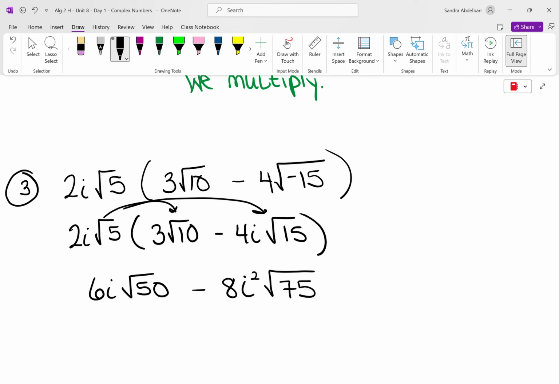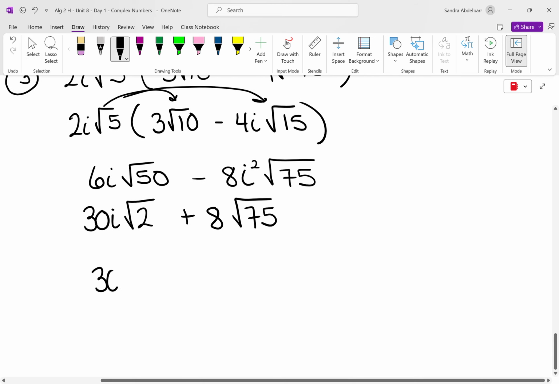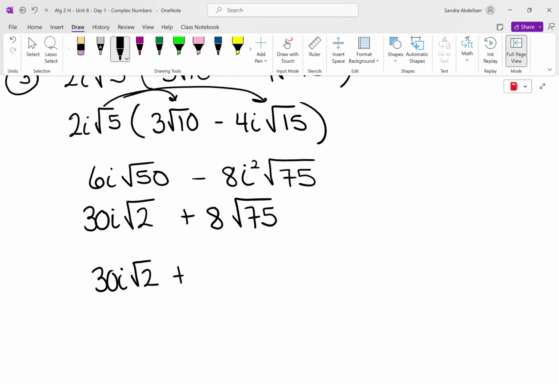All right, 6i root 50, I can simplify that 50 into 25 and 2, pull out a 5. So we are 30i root 2. Now I have negative 8i squared. What's a negative 8i squared? Positive 8. So now I'm positive 8 root 75. But I'm not done because I can simplify the root 75. So now we are 30i root 2 plus 25 and 3, pull out a 5, 40 root 3.